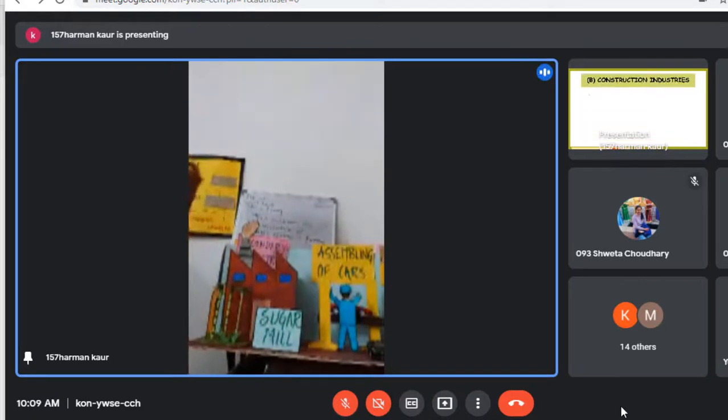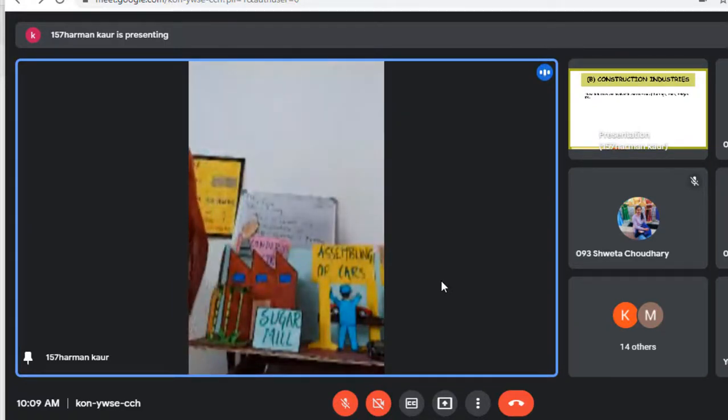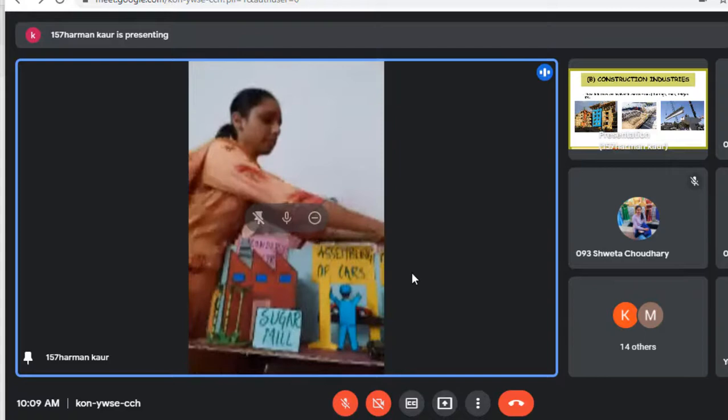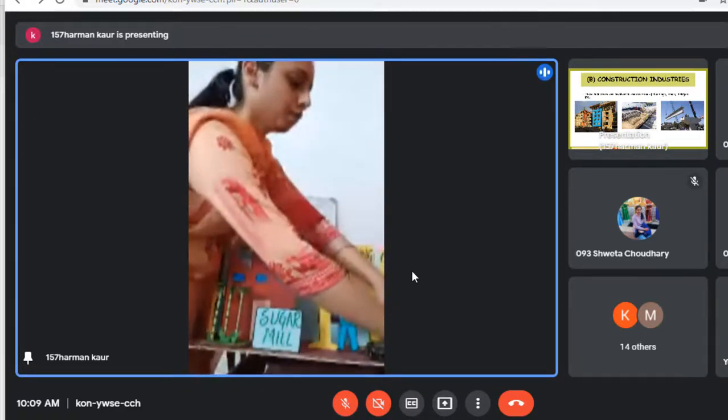So the next secondary industry is construction industry. These industries are involved in construction of buildings, dams and bridges, etc. So here you can see them. Another example of construction industry is construction of roads.